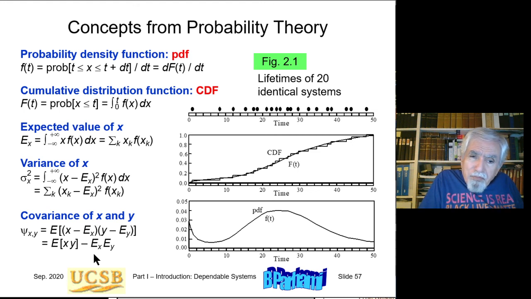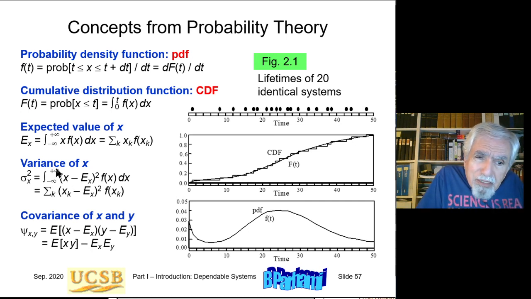Variance of x is basically the expected value of the integral from minus infinity to plus infinity of x minus expected value of x, squared, times f of x times dx. So basically this is the expected value of this term: the expected value of the square of the difference between x and its expected value, integrated over the entire range, or the discrete version again is summation rather than integral.